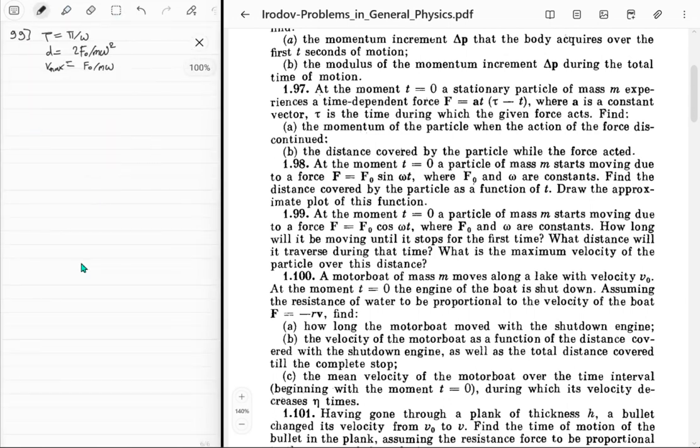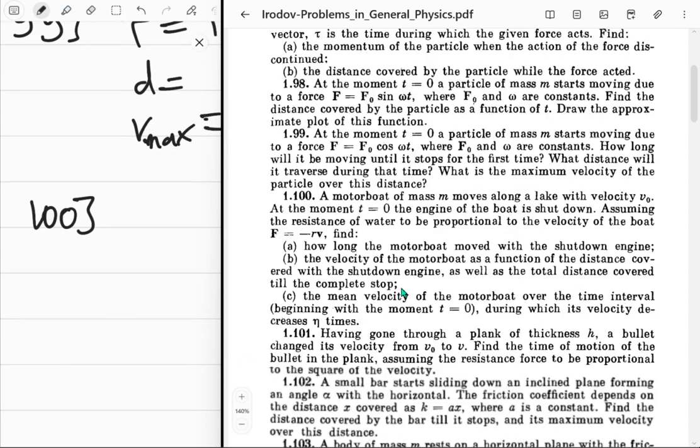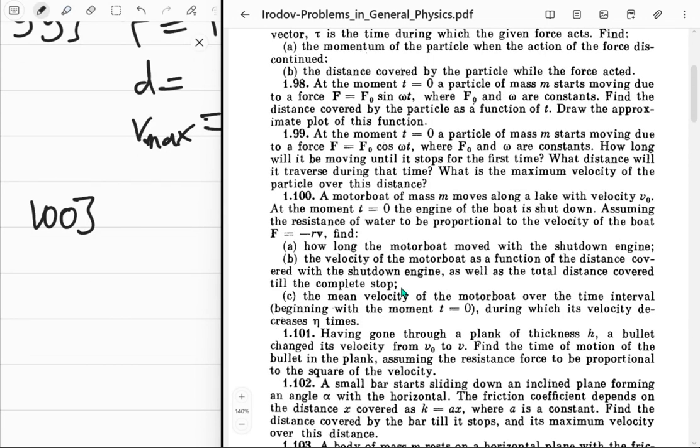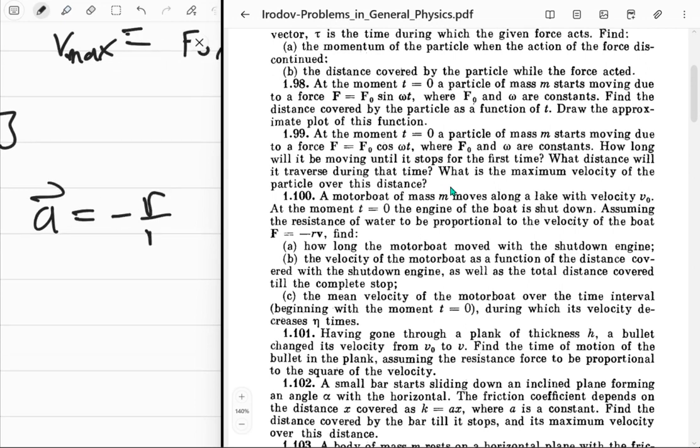Next, 100. A motorboat of mass m moves. Oof, it's a long question. Three parts. Moves along a lake with velocity v naught at t equal to 0. The engine of the boat is shut down, assuming the resistance of the water to be proportional to the velocity of the boat, F is equal to negative r v. First of all, start doing something about it. So we've got acceleration vector is just negative r upon m v vector.